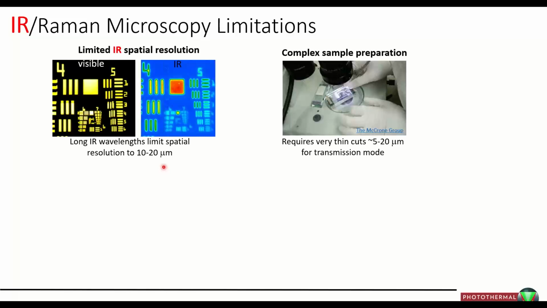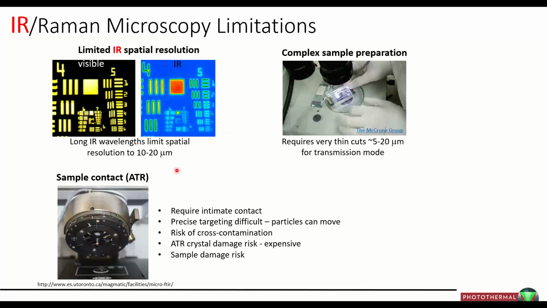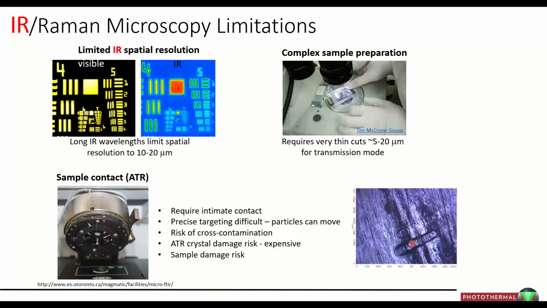Sample preparation can be another headache, especially if you want to measure in transmission mode, and transmission mode is typically where you get the best quality spectra, and some more on that later. Some of that can be mitigated to some extent with these micro ATR crystals, but as I've said, it requires contact. Targeting can be difficult. If you're doing multiple contact points, there are the obvious contamination issues, and you can damage the samples and or you can damage the crystals, and they can be quite expensive to replace. And there's an example of indentations left along a particular sample by a micro ATR making multiple contacts.